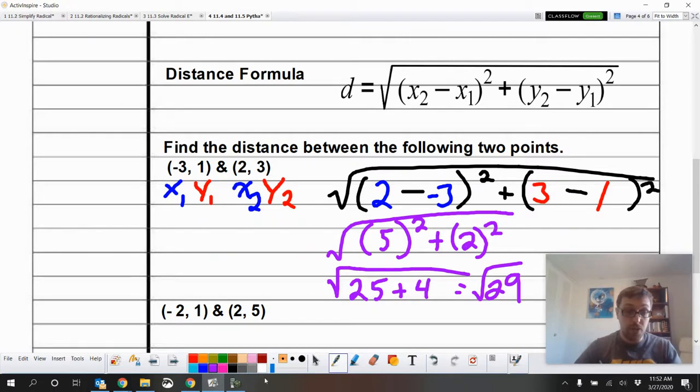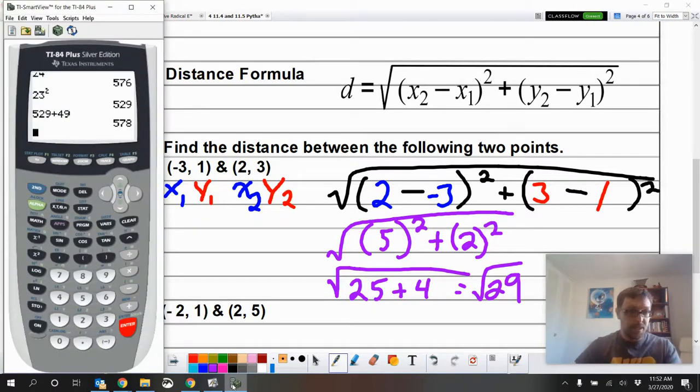Now I need to try to simplify that. So back to the calculator. We should be pros at this by now. 25? No. 29 divided by 4 squared, 16. No. 29 divided by 3 squared, 9. Nope. 29 divided by 4 squared. No. Oh no. The only one that worked is 1. Oh, but that means we don't have to do anything. Sweet. All right.